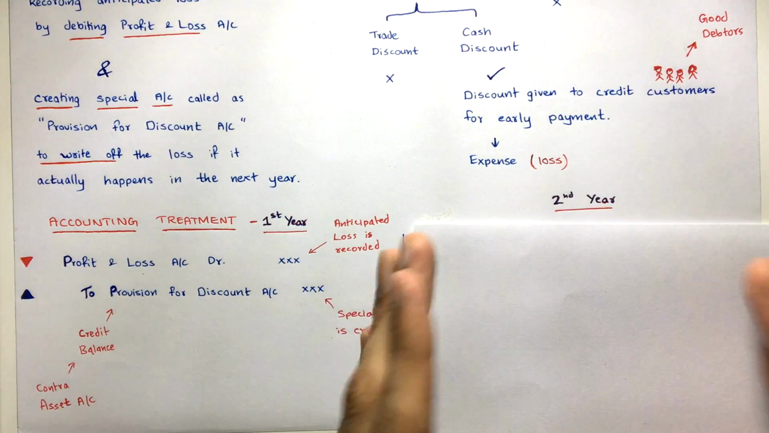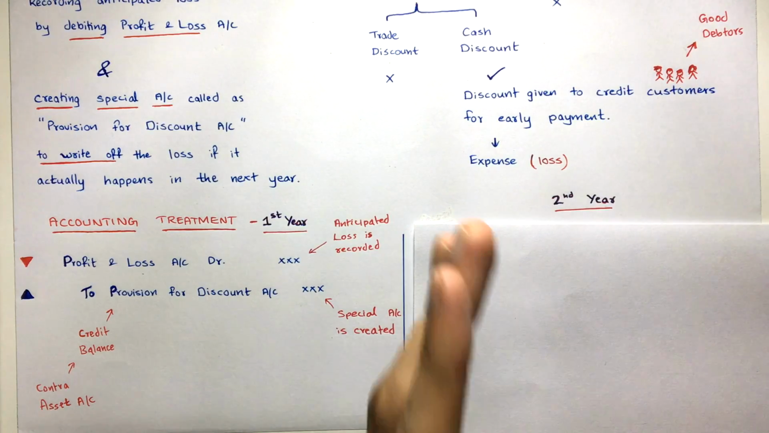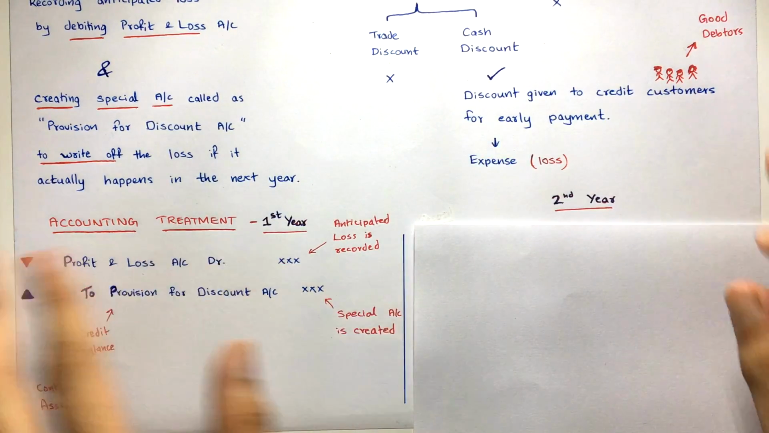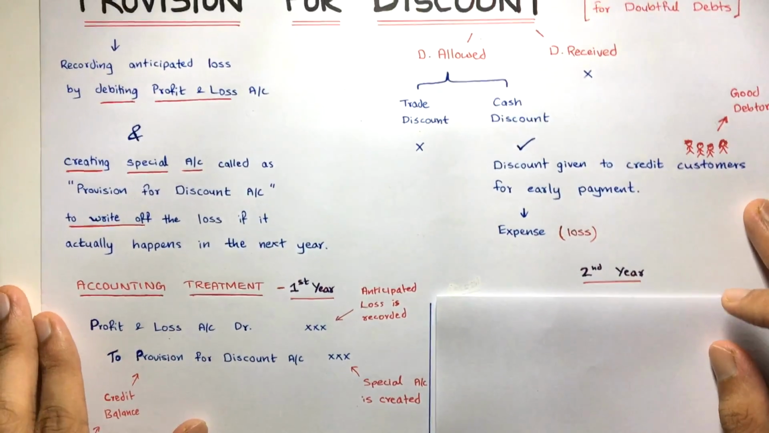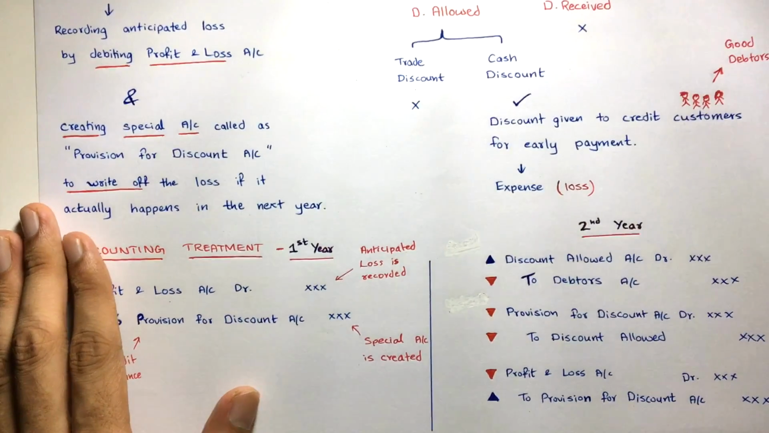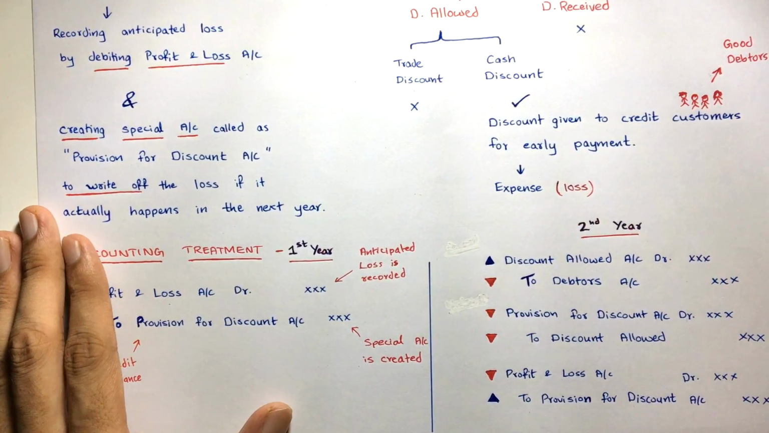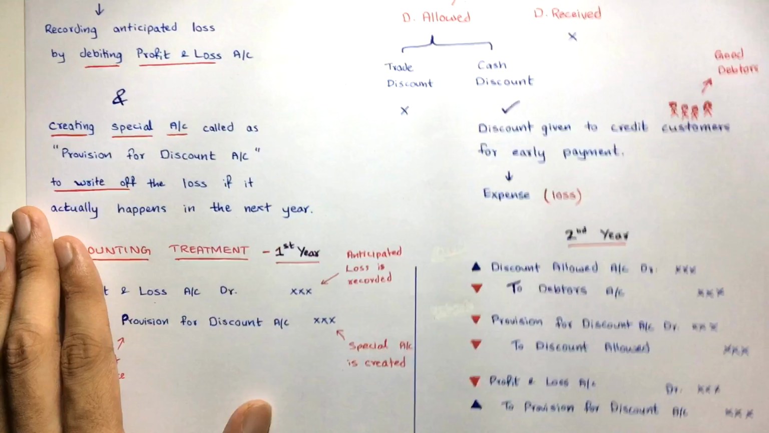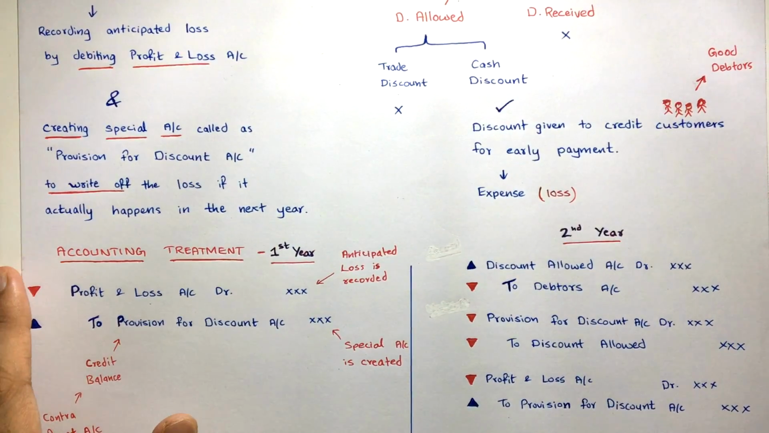Come to the second year. What will happen in the second year? Let's just say in the second year, the discount allowed happened. Okay. So see here, discount allowed happened. So what's the journal entry for recording the discount allowed? It's really simple. There is a compound entry for that. I just showed you now previously. Yeah, that sort of entry will be passed.